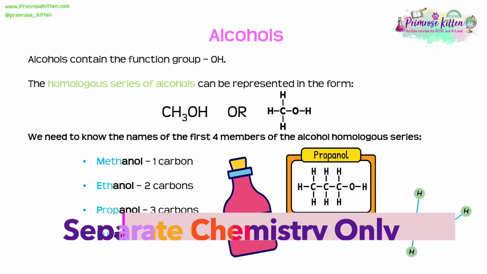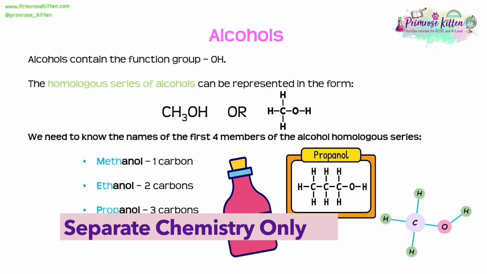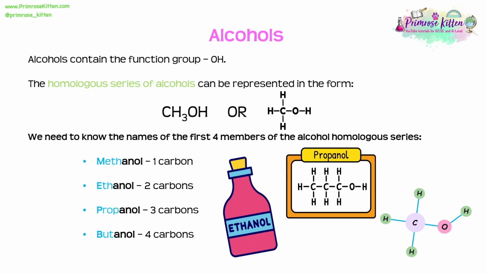Alcohols contain the functional group OH. Now the homologous series of alcohols can be represented in the form of something like CH3OH, or we can draw out its structure. Now we also need to know the names of the first 4 members of the alcohol homologous series. Now this follows the exact same pattern as all of these other homologous series.